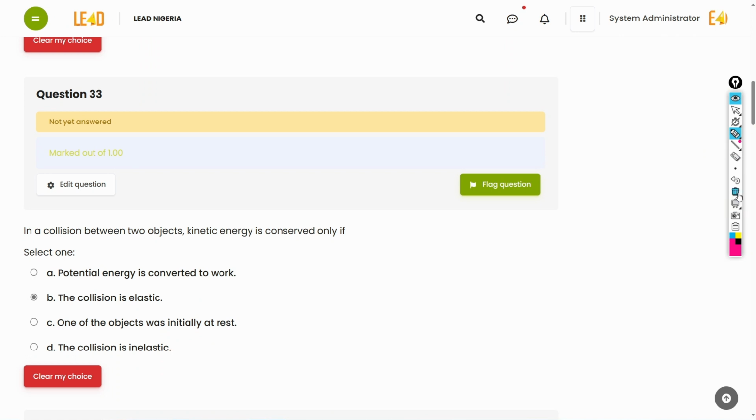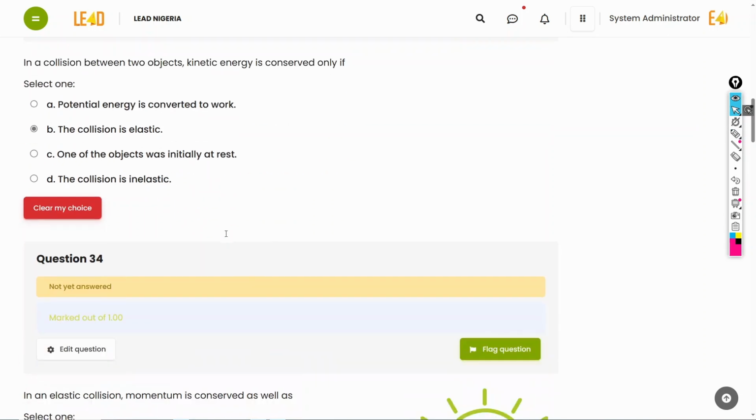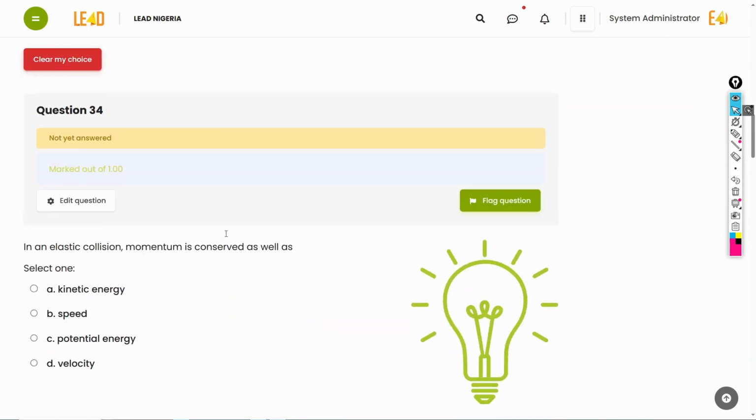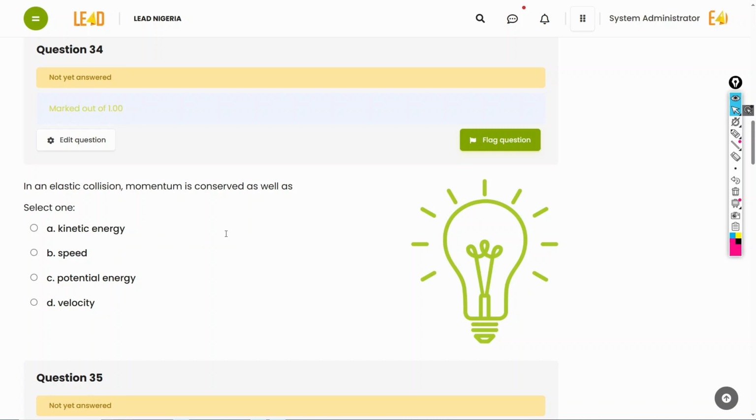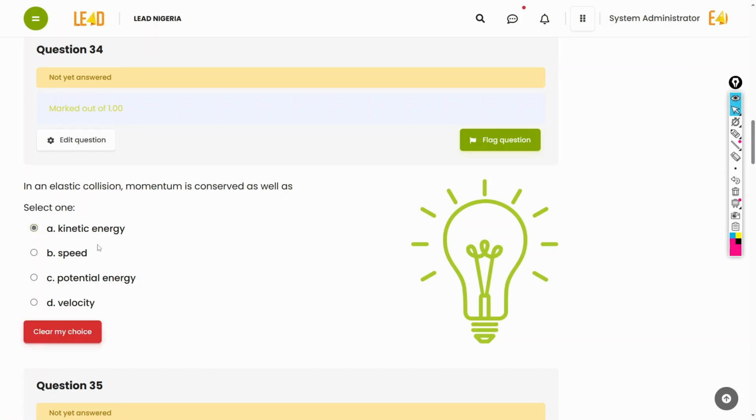All right, so the correct option is option B. If the collision is elastic, then you can also apply the formula for conservation of kinetic energy. Step 4. In an elastic collision, momentum is conserved, yes, as well as kinetic energy. So it's the same as the last question, right? In elastic collision, momentum and kinetic energy are conserved. In an inelastic collision, only momentum is conserved.